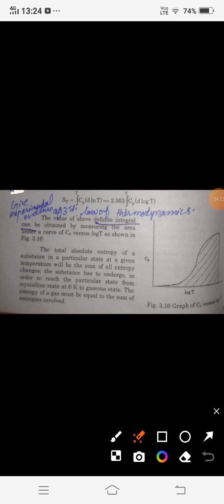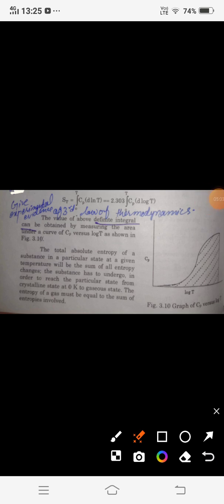Now, after this derivation, this is the experimental evidence of the third law of thermodynamics. The value of the above definite integral can be obtained by measuring the area under a curve of Cp and log T. What is that definite integral? The definite integral is actually the absolute entropy that we are supposed to determine, and it can be determined by drawing a graph between the molar heat capacity and log T. The area obtained here in the dotted line is the measurement of the absolute entropy.